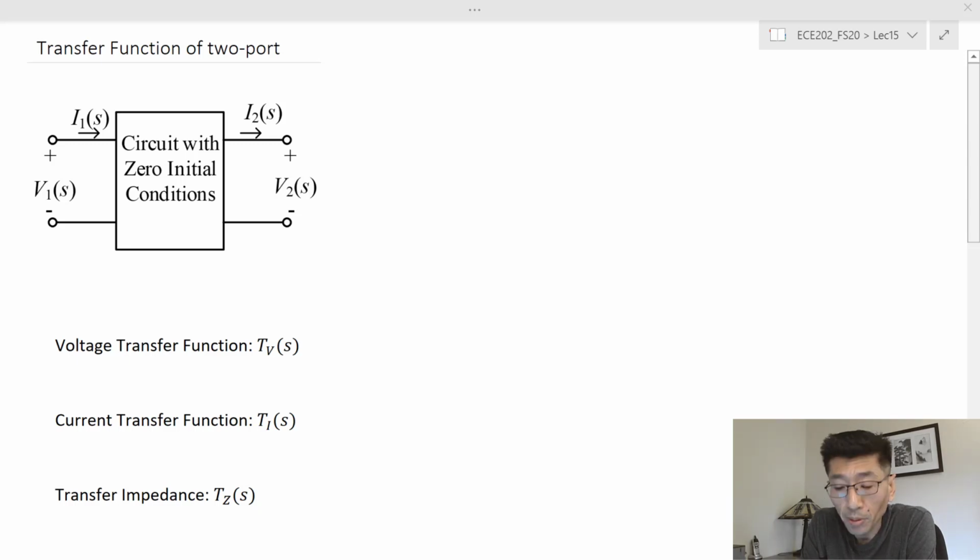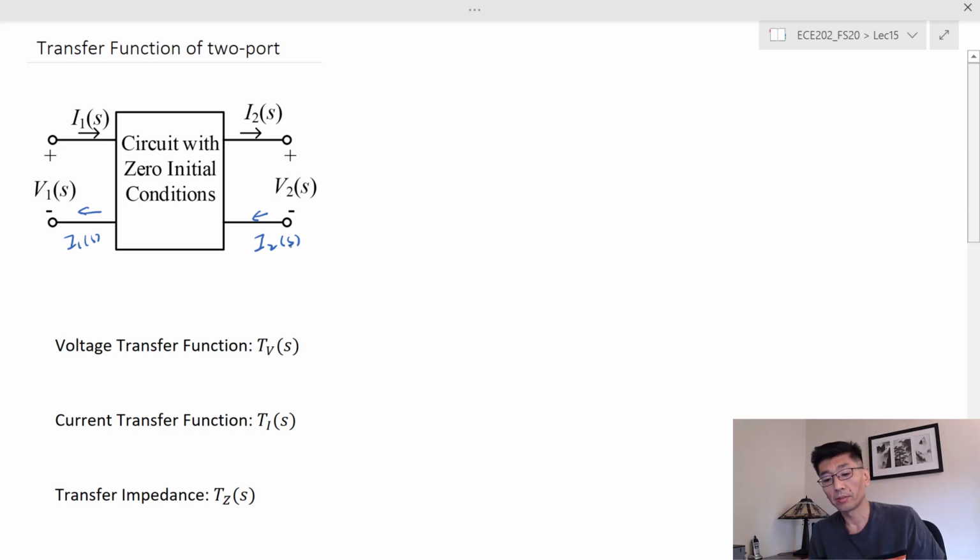Let's look at the two-port network. The two-port network has two pairs of nodes, and for each pair of nodes you have a current and voltage, and there is one constraint on this. The returning current here has to be I1, as the returning current here has to be the opposite. This current here has to be opposite to I2.